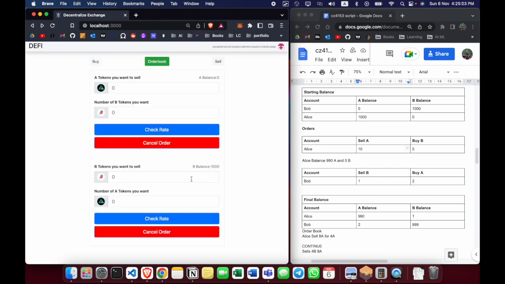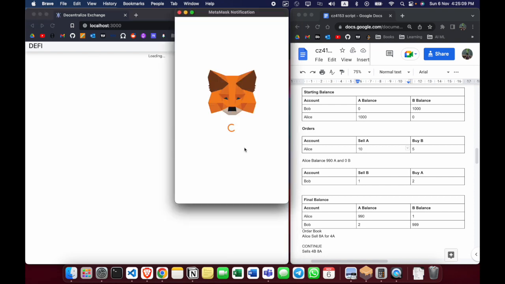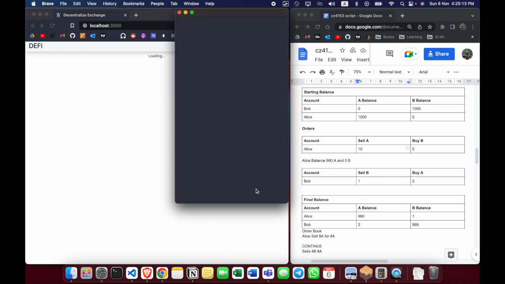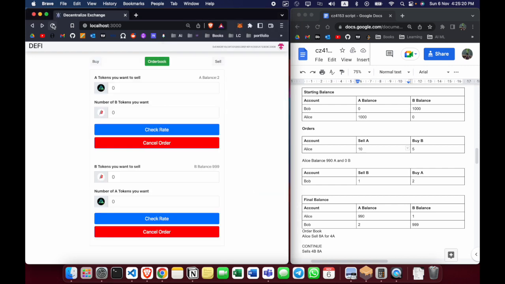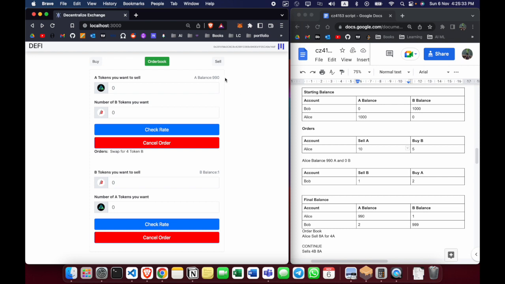Bob, on the other hand, has 1000 B tokens, and he will be selling one of it to receive 2 A tokens. So for this order, Bob's order should be fully filled. As you can see, Bob will receive his 2 A tokens and will be deducted 1 B token. And Alice will still be missing 10 A tokens from the first order that she submitted, but she will receive 1 B token instead.